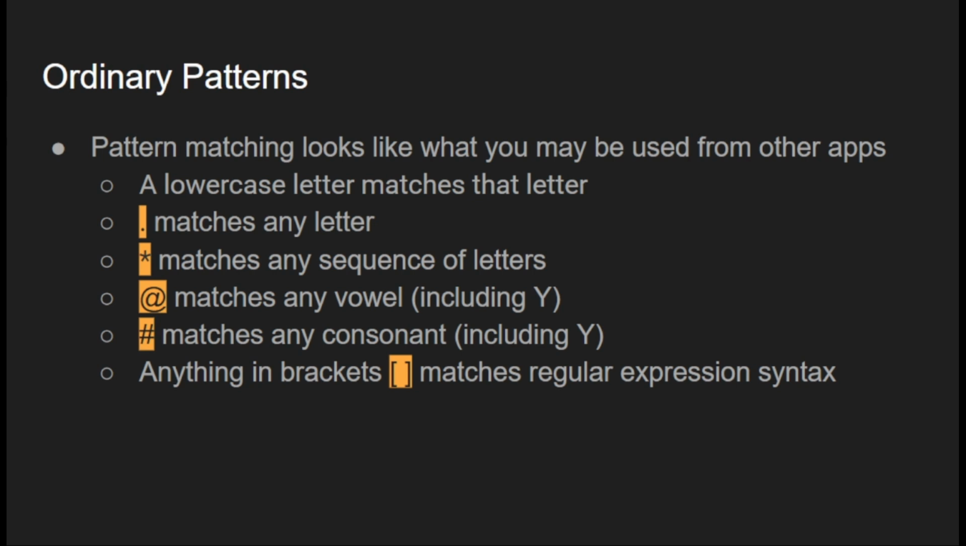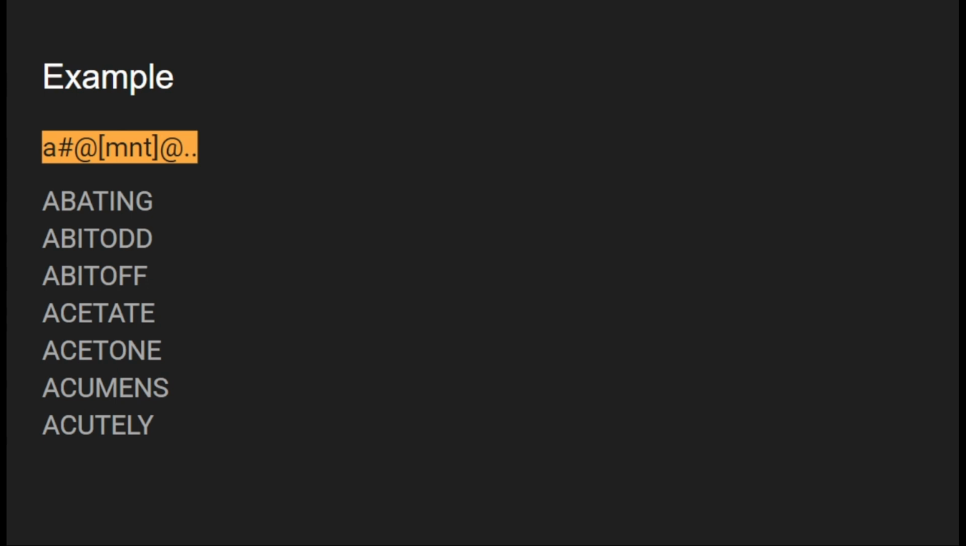If you're not familiar with regular expressions, you might want to be. Tyler likes to quote the saying, if you have a problem, you might be tempted to try to solve it with regular expressions, and now you have 2 problems. But in this case, it is a very powerful tool, and you can use it if you want to match things. So here's an example. You can put in a, pound, at, then brackets MNT, then at, and then 2 dots. This is, I think, mostly useful for people creating variety puzzles, but it could be useful in other contexts as well.